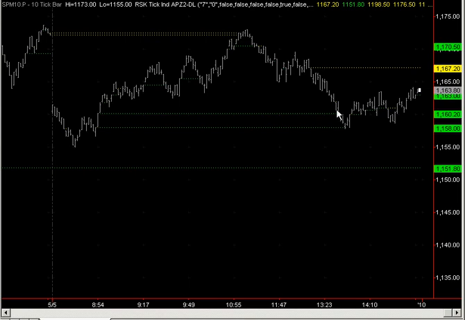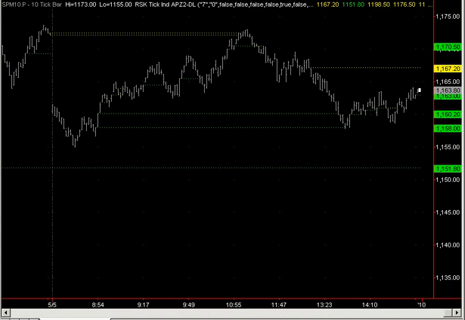Market moved all the way down, filled this gap, and then began to retrace, heading back to 1167. That's a pretty good plan for the day.